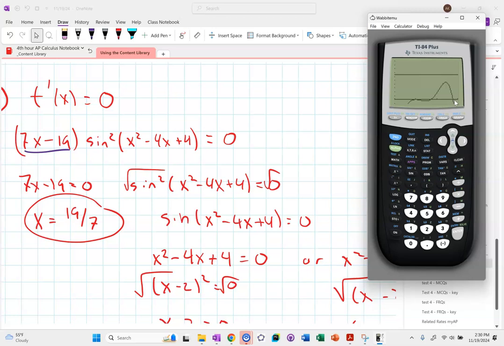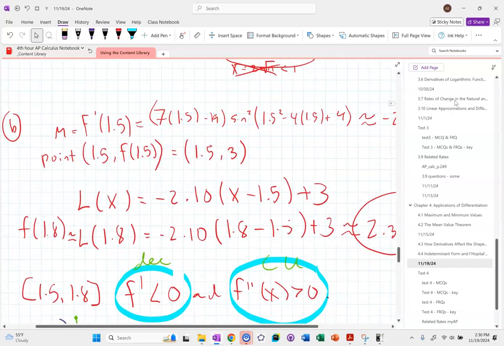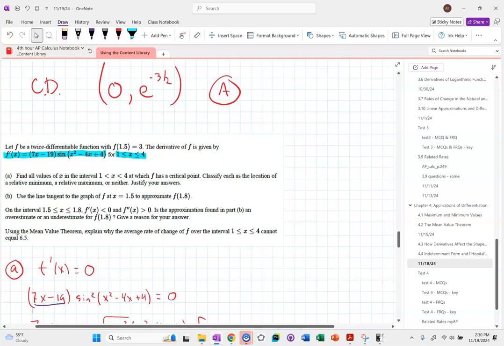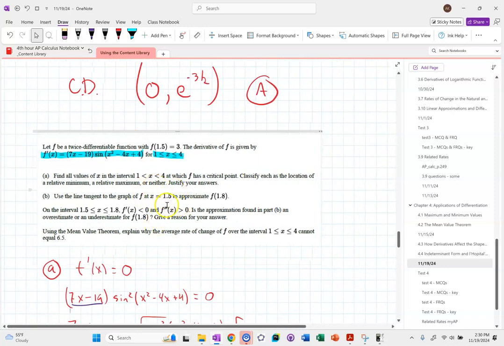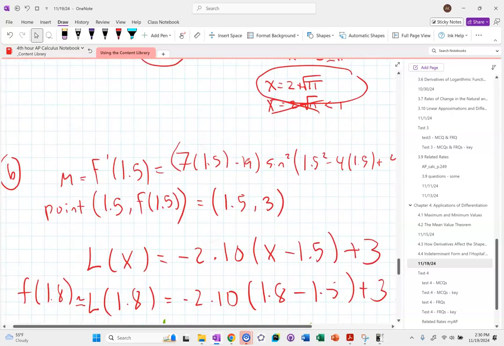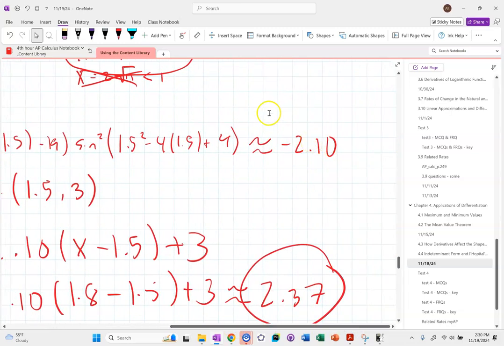Okay, Michael. Can you explain the estimate part again, like the rest of it? For part B? Yeah. It said to use the line tangent to the graph at 1.5 to approximate f of 1.8. I know that the slope is going to be the derivative, or the value of the derivative at 1.5, right? So I just plugged 1.5 into that function, typed it in my calculator, and got my answer, negative 210.